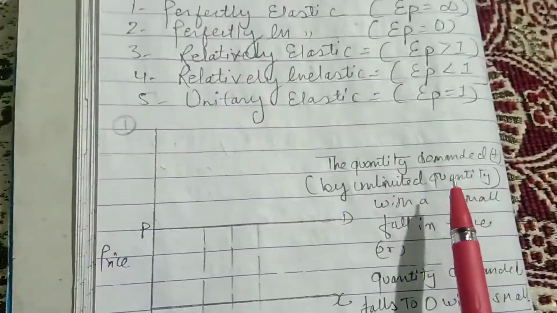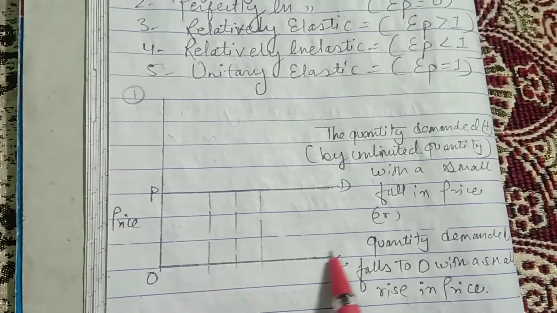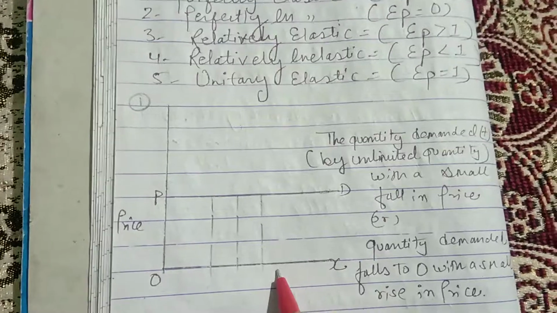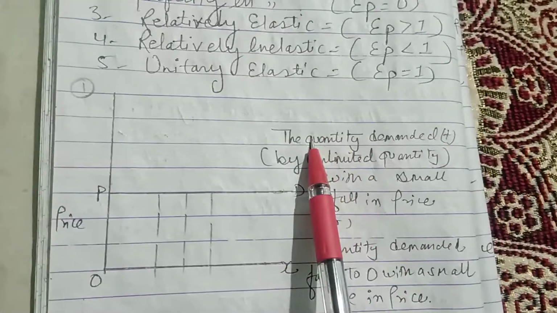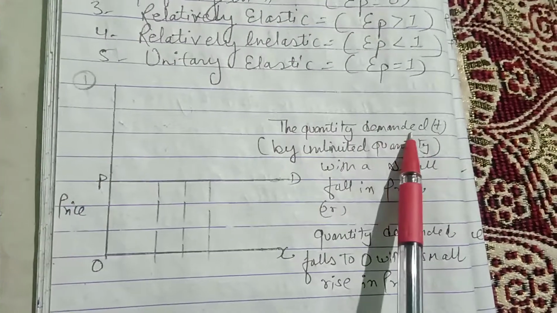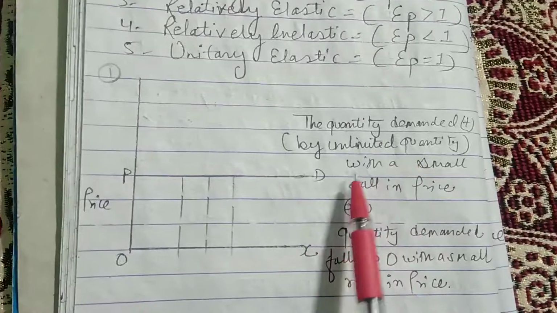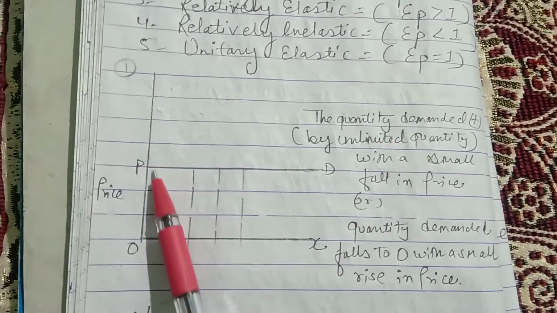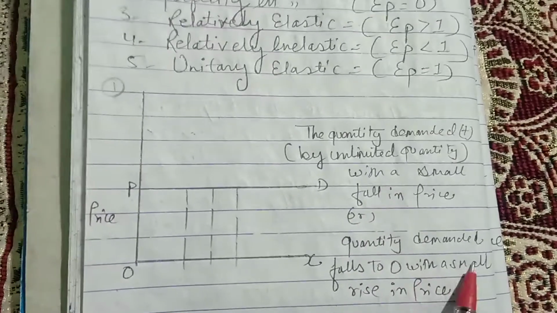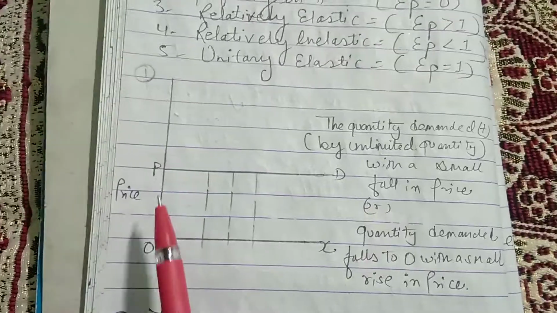Now the first diagram. The first diagram is related with the perfectly elastic demand. Here this is for the price and this line is for the quantity. As the quantity demanded increases by unlimited quantity with a small fall in price. You can see there is a small fall in the price. So in this case, quantity demanded falls to 0 with a small rise in the price.